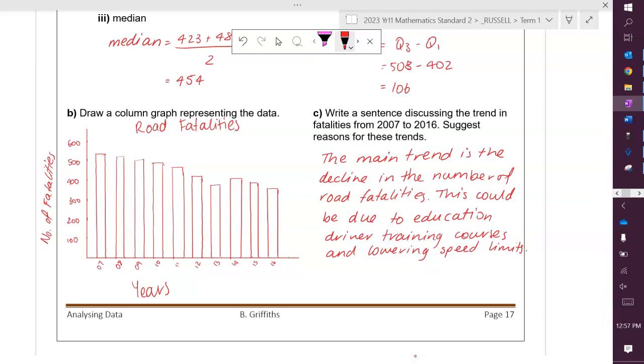So it's about giving that information. So we've said what the trend is, that it's declining, and suggested a reason. So we've got here education, driver training courses and lowering speed limits.